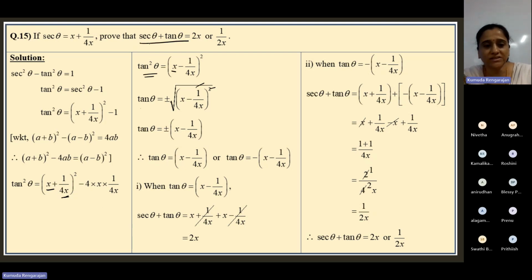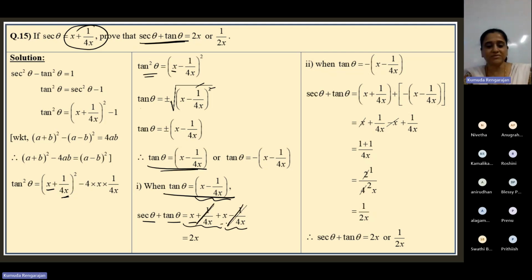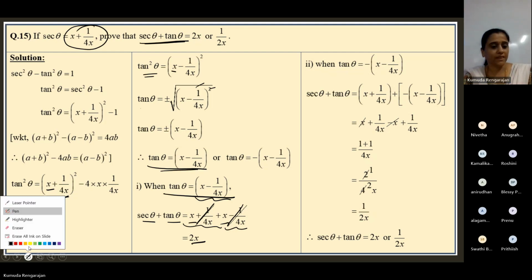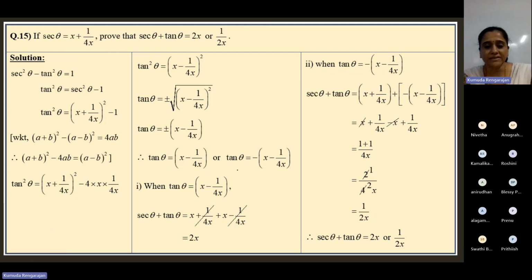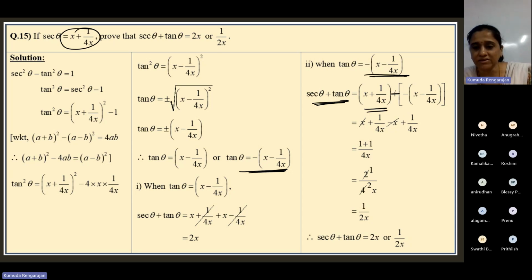Now we'll have to find secant theta plus tan theta. When tan theta is this value, then secant theta plus tan theta will be this is secant theta and this is tan theta. So plus 1 by 4x minus 1 by 4x cancels, x plus x is 2x. And when tan theta takes this value, then secant theta plus tan theta is equal to this is secant theta, plus tan theta is this one here.